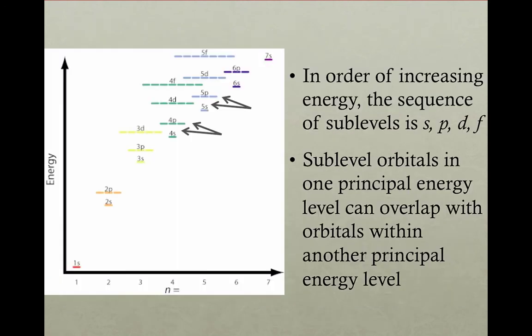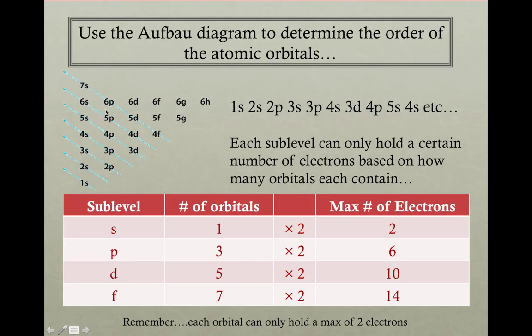The Aufbau diagram is used to determine the order of the orbitals. So all this information, all the overlapping, all of the order from lowest to highest energy takes place using this diagram. Remember, if you just follow the arrows, you get the order of the orbitals.